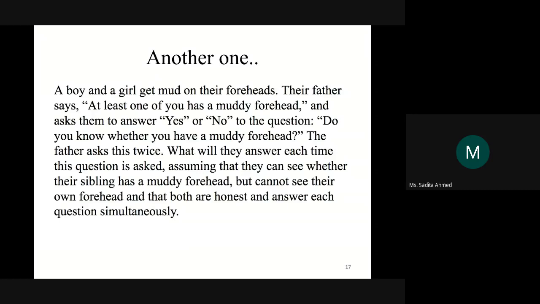We'll try to deduce first what they say the first time that I ask this question. So what Fardin was saying is that they can see the other person's forehead. They can see that the other person has a muddy forehead. They don't know about themselves, so that's why they said no, right? That is kind of correct, but there are certain steps missing. So we know... Miss, there's a whether. Sorry? There's a whether where you know whether you have a muddy forehead. Come again?